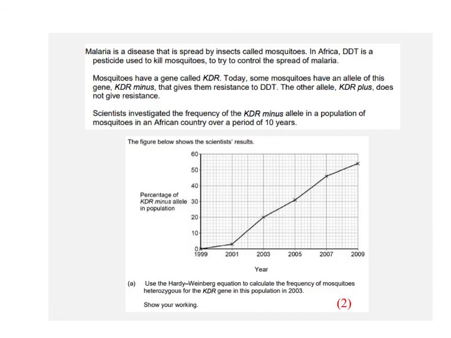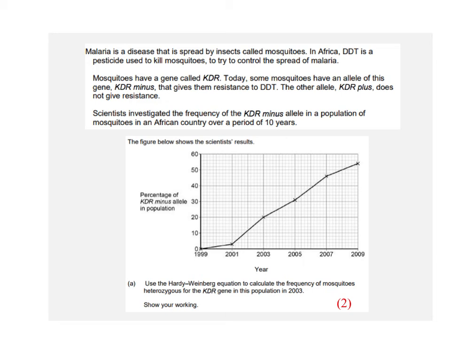All right, so we're going to take a look at some exam questions, bringing in some other ideas from Module 7, but also looking at how the exam questions try to bring in variation in a population in a really disgusting way. So malaria is a disease that is spread by insects called mosquitoes.